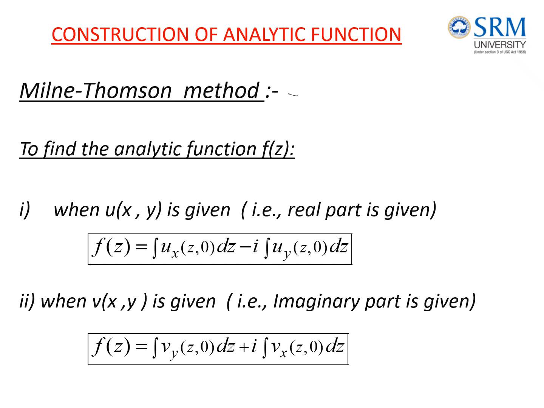If v is given, that is the imaginary part of the analytic function, then f of z can be found by integration of vy at the point z comma 0 dz plus i times integration of vx at the point z comma 0 dz.